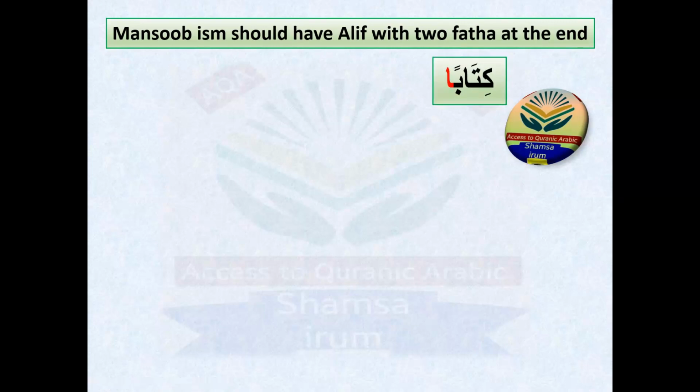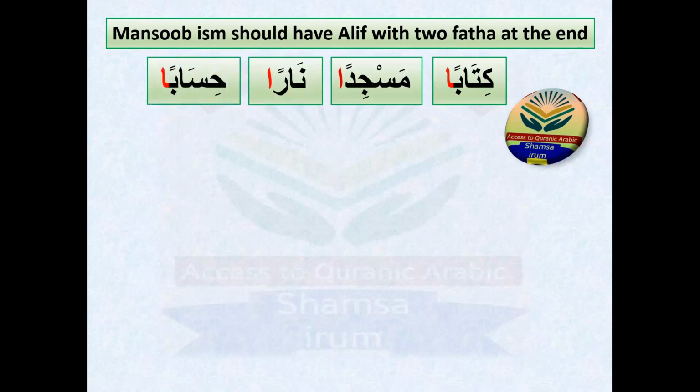Like the words kitaban, masjidan, naran, hisaban. In all these words you see the alif in the end, but before the alif, what did you notice? All these words have double fatha before the alif. Okay, double fatha, not the single fatha. Single fatha doesn't have this rule. You will not see the alif with the single fatha. You will see the alif with only the double fatha. Okay, fathatain.